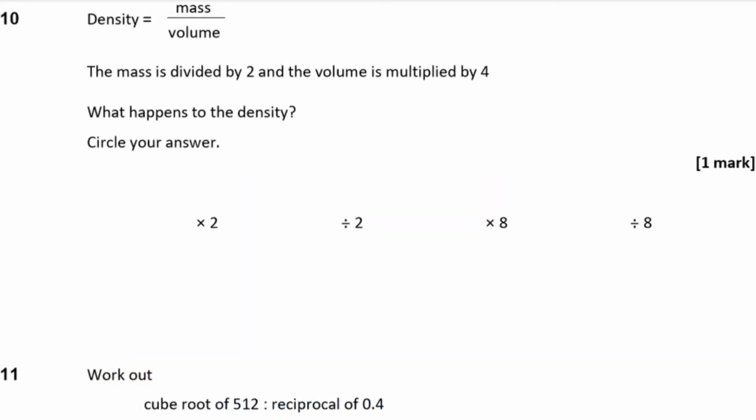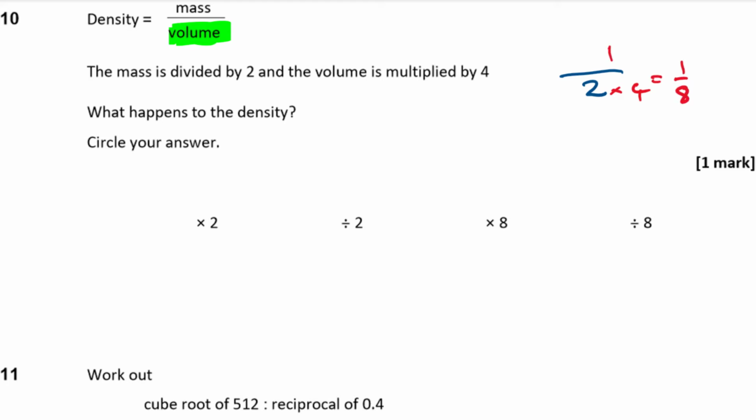Okay, question 10. We've been given the formula for density. Density equals mass over volume. We're told that the mass is divided by 2 and the volume is multiplied by 4. What happens to the density? So the mass is divided by 2, and the volume is multiplied by 4. Well, if we're multiplying the volume by 4, the volume is part of the denominator, isn't it? So if we're making this 4 times bigger, that's the same thing as dividing by 4, isn't it? So we're also going to be dividing by 4 again. So we're actually going to be dividing everything by 8.